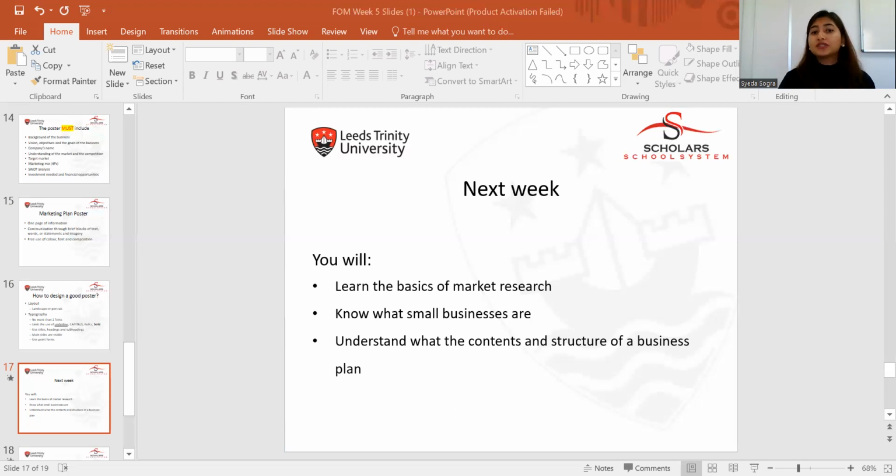So, why is referencing important? Referencing is important to avoid plagiarism, to acknowledge the contribution of other writers and researchers in your work, and to give credit and respect to the writers from whom you borrowed ideas or information. And also you will be able to add the references in your marketing poster plan. It's very important that you add references in your marketing poster plan.